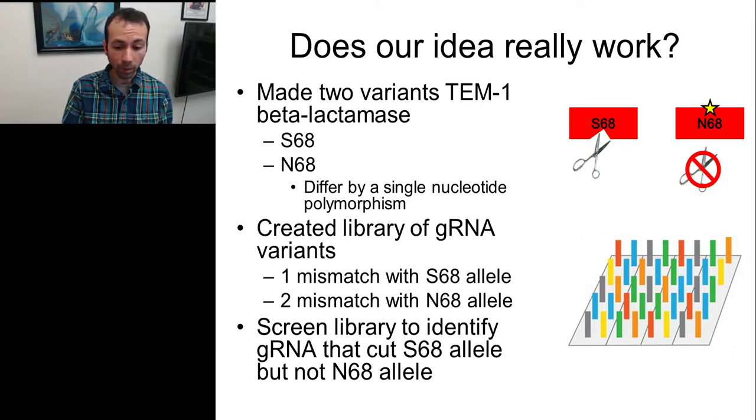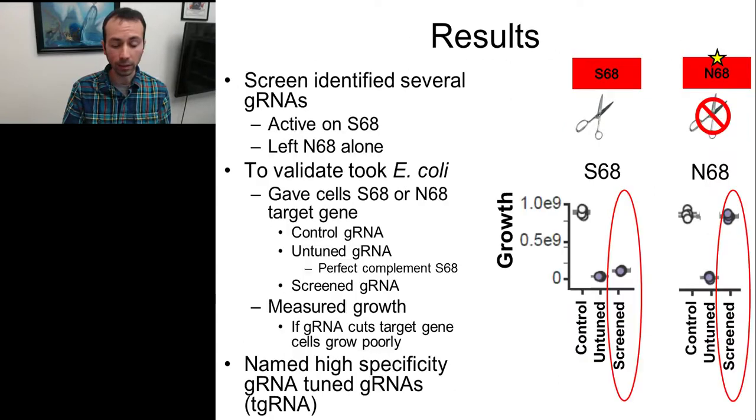We then created a library of guide RNA variants such that each of them had a single mismatch to the S68 allele, and thus by definition would have two mismatches to the N68 allele. We then screened our library, hoping to find guides that would cut the S68 allele, but leave the N68 allele alone. That was our goal. When we did that screen, we identified several guide RNAs that seemed to have that property, active on S68 but leaving N68 alone.